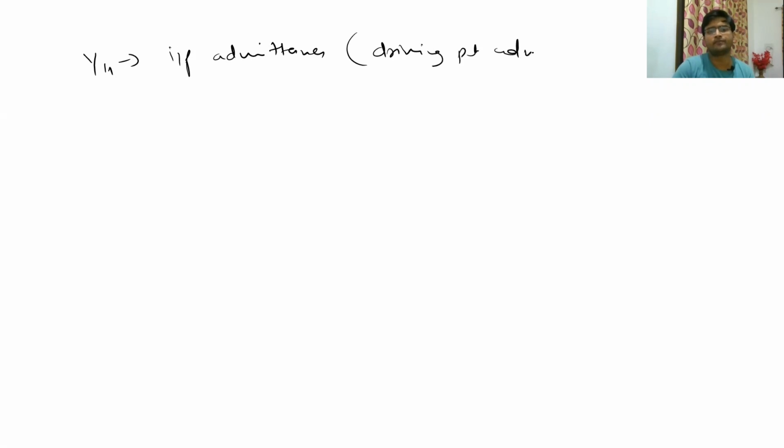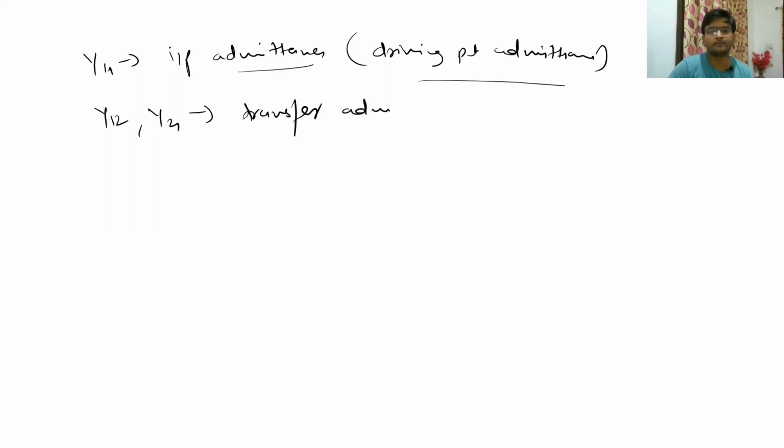Similar to the previous case, like Z11 and Z12, this Y11 is called the input admittance, or you can also say driving point admittance. Sorry for my writing, I'm writing it fast, that's why it's very bad, so you just listen. Y11 is called input admittance or driving point admittance. Y12 and Y21 are called transfer admittances, either from port 1 to 2 or port 2 to 1, and Y22 is called the output admittance.